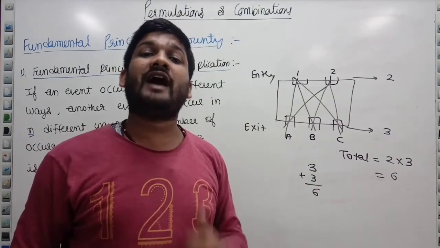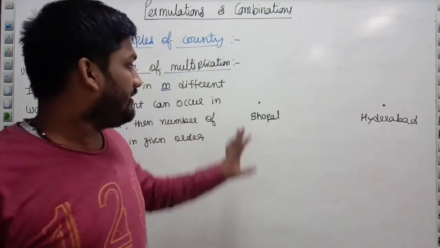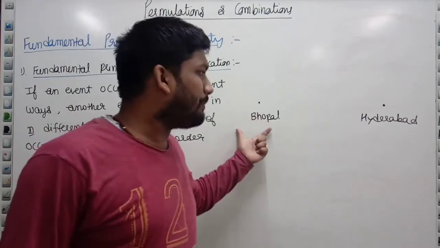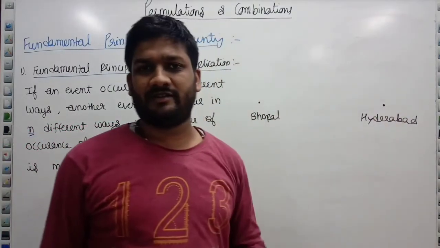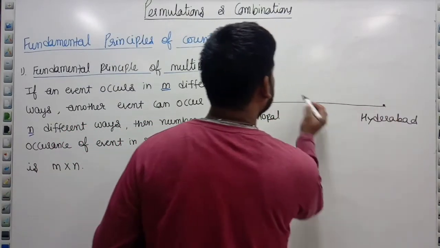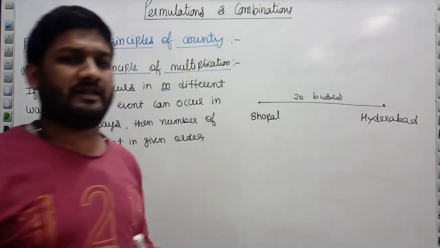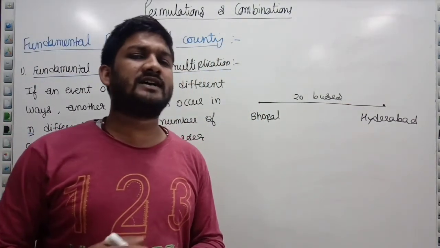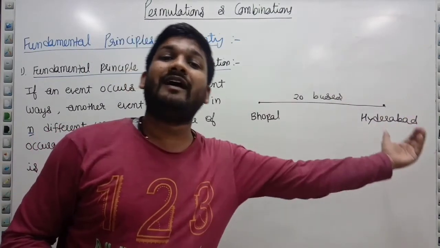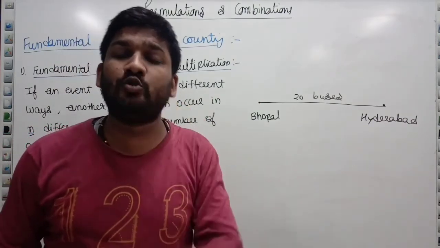Now suppose I change my example. In the second example I have two stations, two bus stops we can say. One is at Bhopal and the other is at Hyderabad. There are 20 buses from Bhopal to Hyderabad. Now I give you one task: you go from Bhopal to Hyderabad and return to Bhopal. In how many ways can you do this?